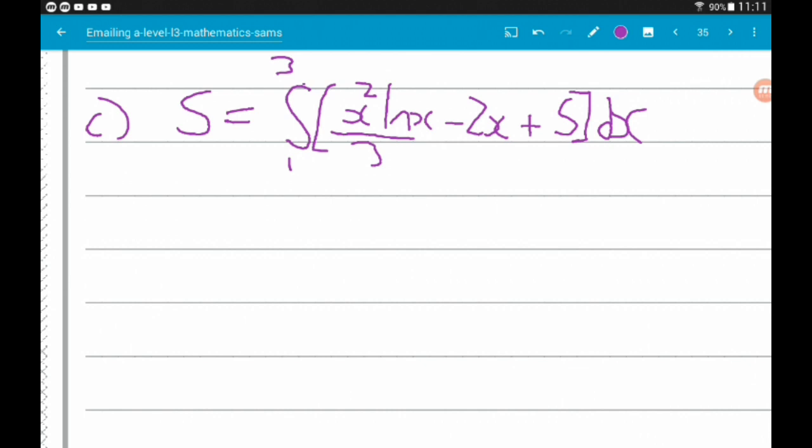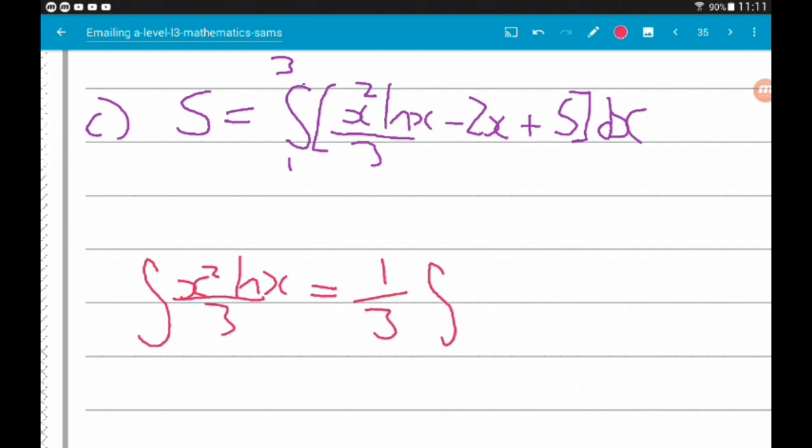Okay, so to do the integral of x squared log x over 3, we are first of all going to take out that factor of a third, so it's 1/3 the integral of x squared log x with respect to x. Now, to integrate this bad boy, we're going to need to use integration by parts, which is always a good time.